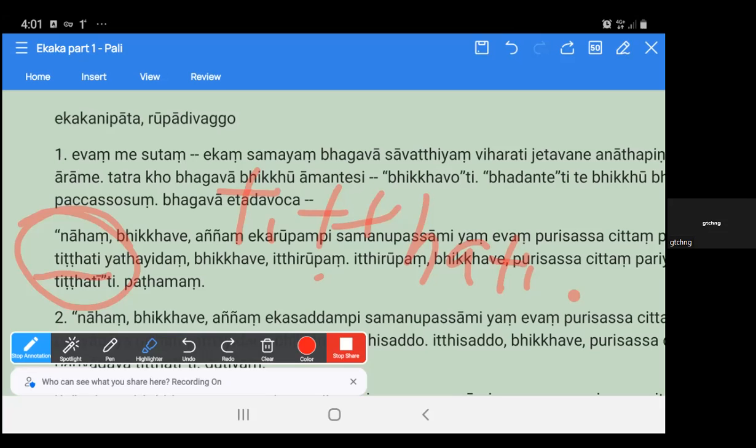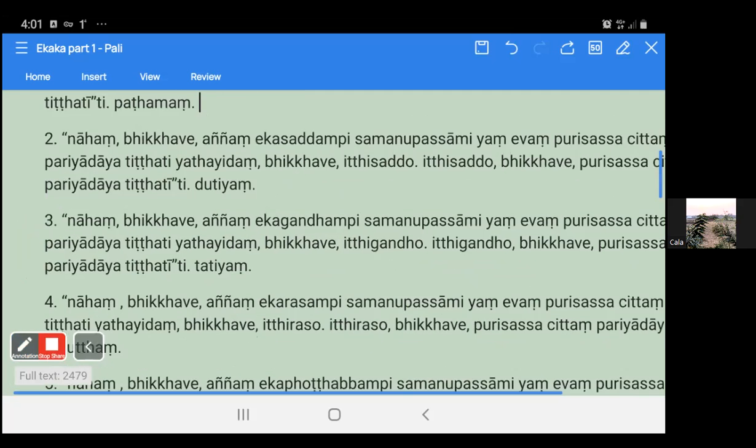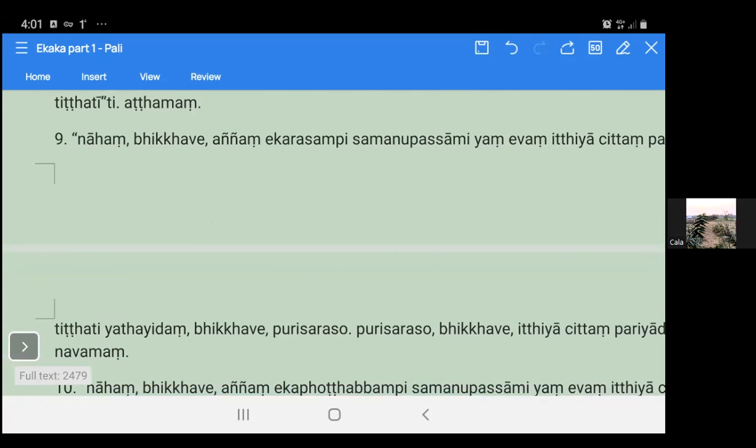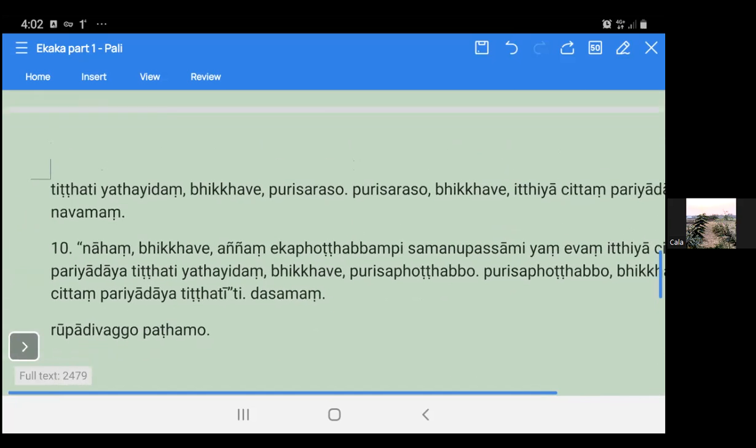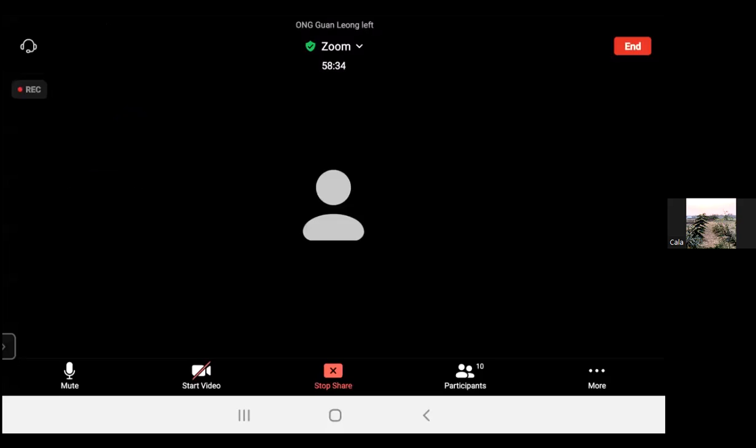Titami. Titama. Okay, so can you follow me? We have already two verbs here. Can we see any more verbs? I think there is a lot of repetition here, but this is an easy sutta to learn. Okay, I will stop the screen sharing first. So far, any questions?